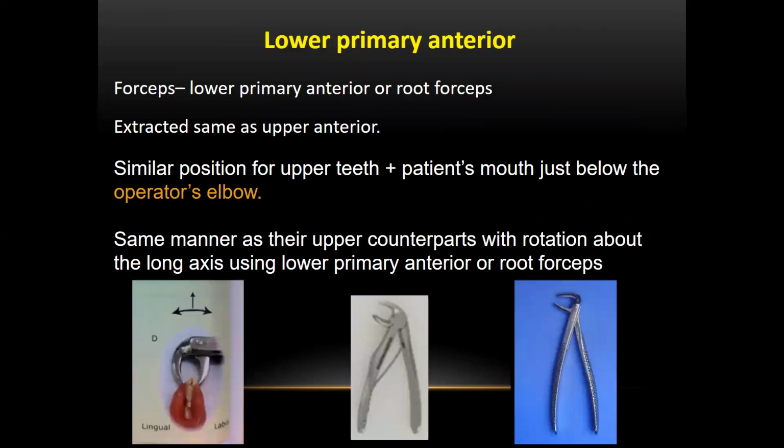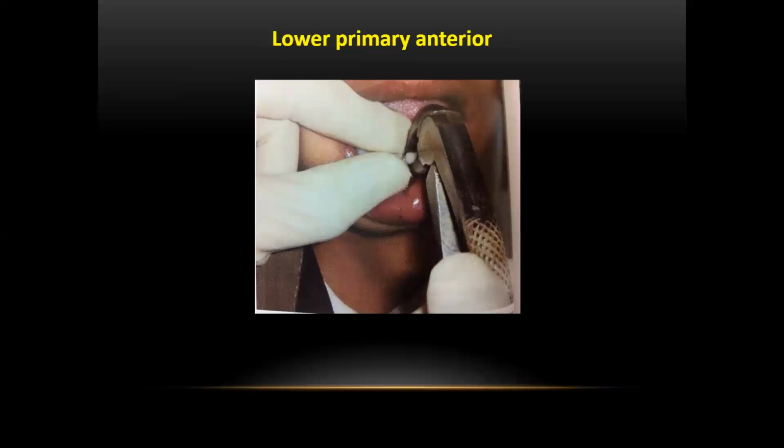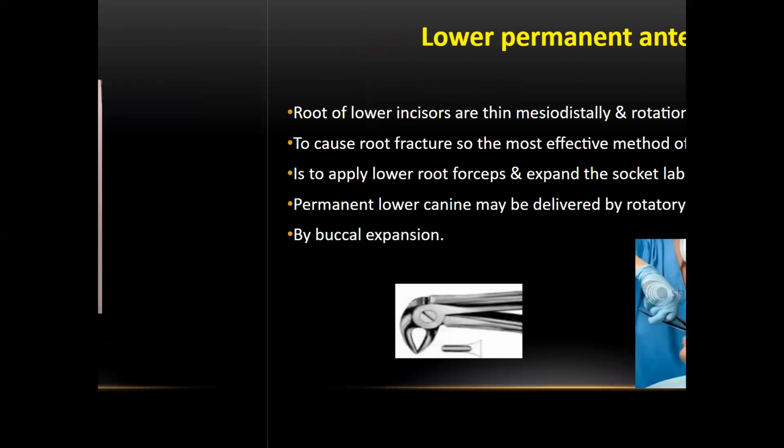Lower primary anterior forceps: lower primary anterior teeth and roots are extracted the same as upper anterior teeth. The position is similar to that for upper teeth, with the patient's mouth just below the operator's elbow. Use the same manner as their upper counterparts, with rotation about the long axis using lower primary anterior or root forceps. This is how you need to extract the lower primary anterior.